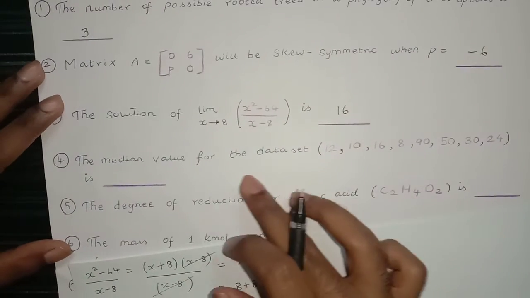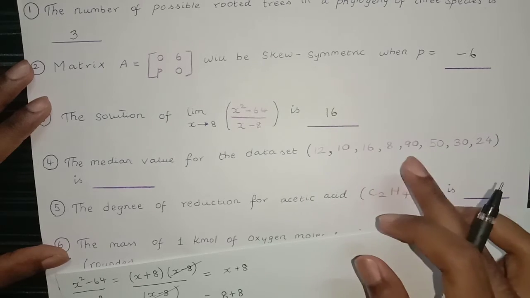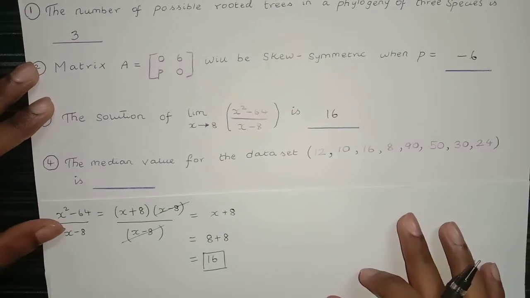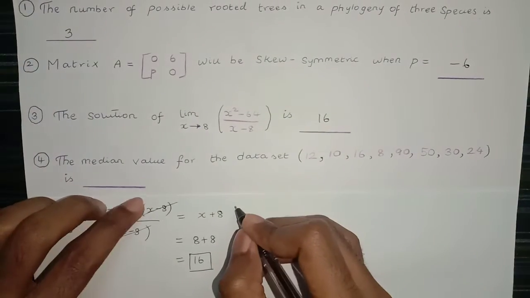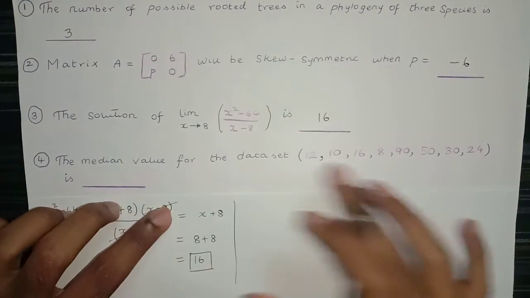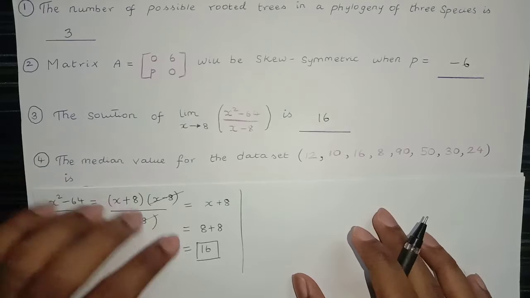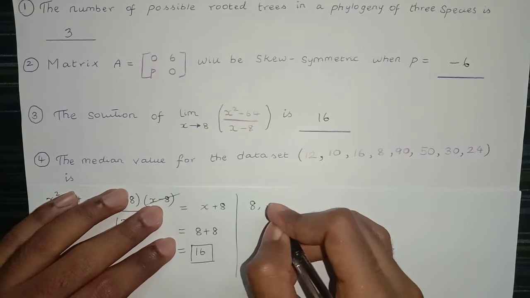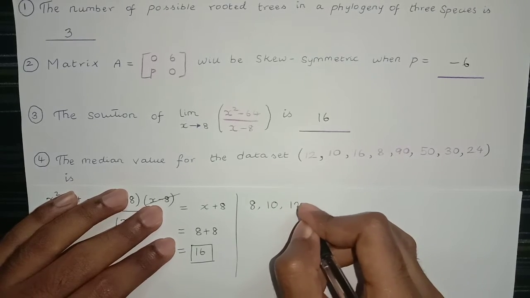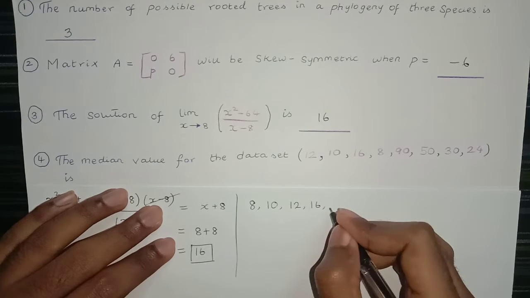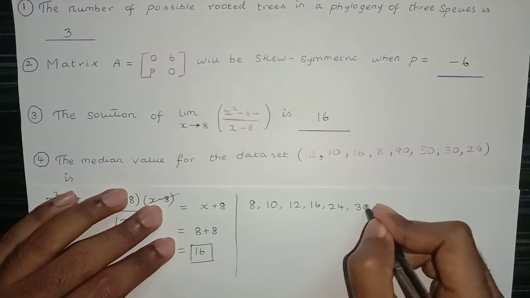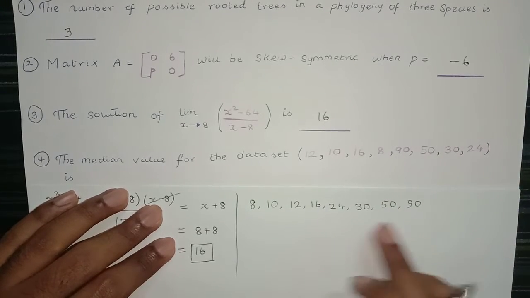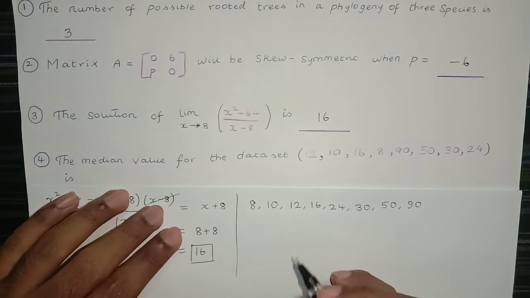Next, the median value for the data set 12, 10, 16, 8, 90, 50, 30, 24 is. So the procedure for median is, sort the data in ascending order. So let's write down ascending order, that is starting with the smallest and ends with the largest. So the smallest is 8, followed by next smallest 10, 12, 16, 24, 30, 50, 90. There are totally say 4 plus 4, 8 terms. N is equal to 8. Therefore the middle value is n by 2.